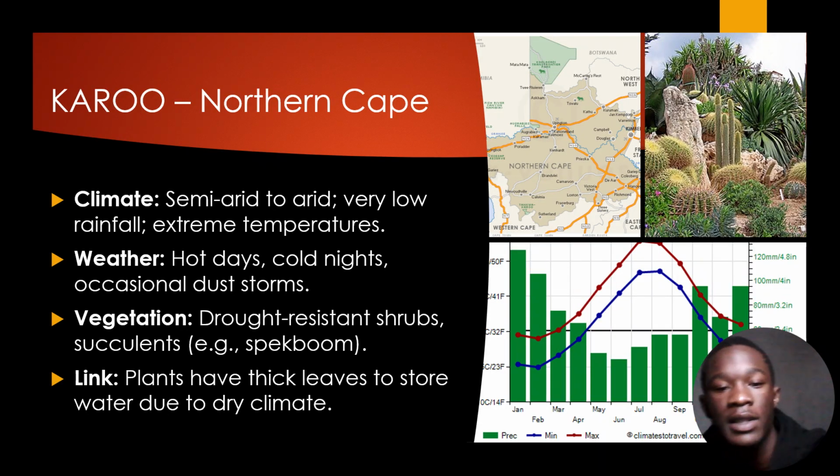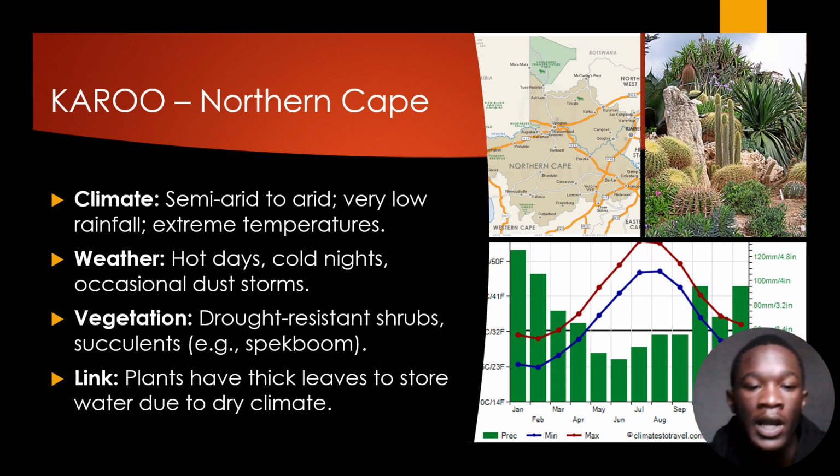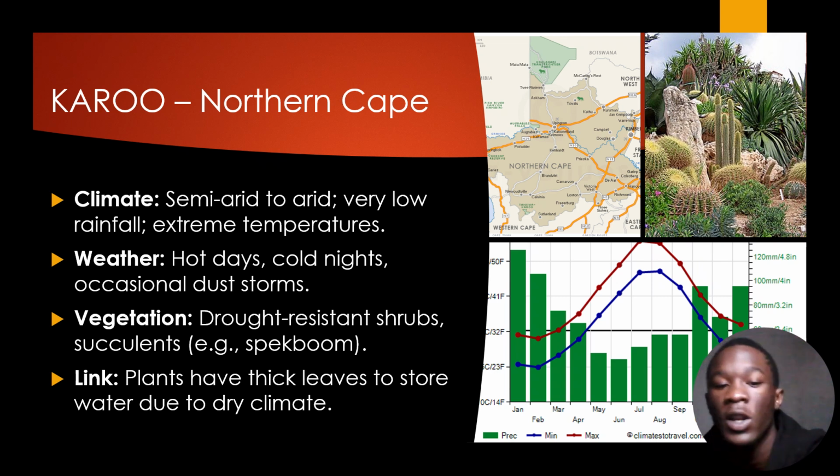Let's go to our next example, which is the Karoo found in the Northern Cape. The climate there is semi-arid to arid, with very low rainfall and extreme temperatures. The weather has hot days, cold nights, and occasional dust storms, and the vegetation is drought-resistant shrubs and succulents, for example, spekboom. And how does this link to the Karoo? The plants have thick leaves to store water due to the dry climate.